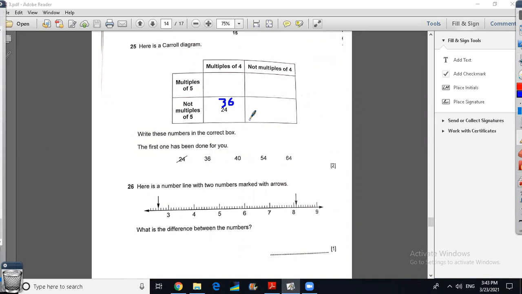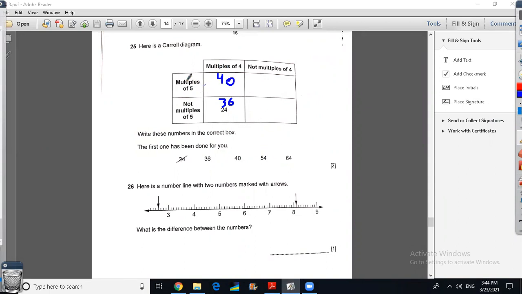Oh, mister, I thought I cannot put anything here again. No, you can. So 36 here. All right, what about the 40? Is it a multiple of 5? Yes, it is. Is it a multiple of 4? Yes, also it is. So 40 is here.